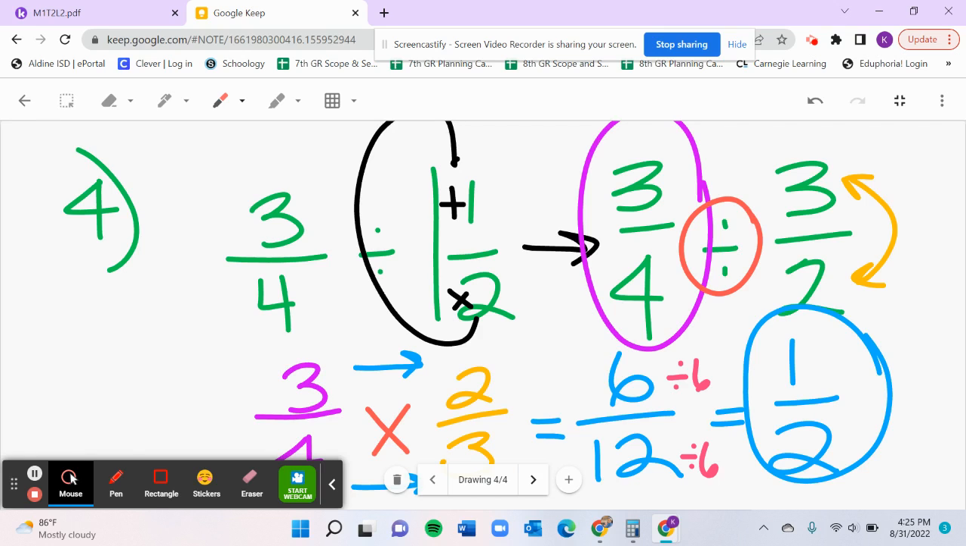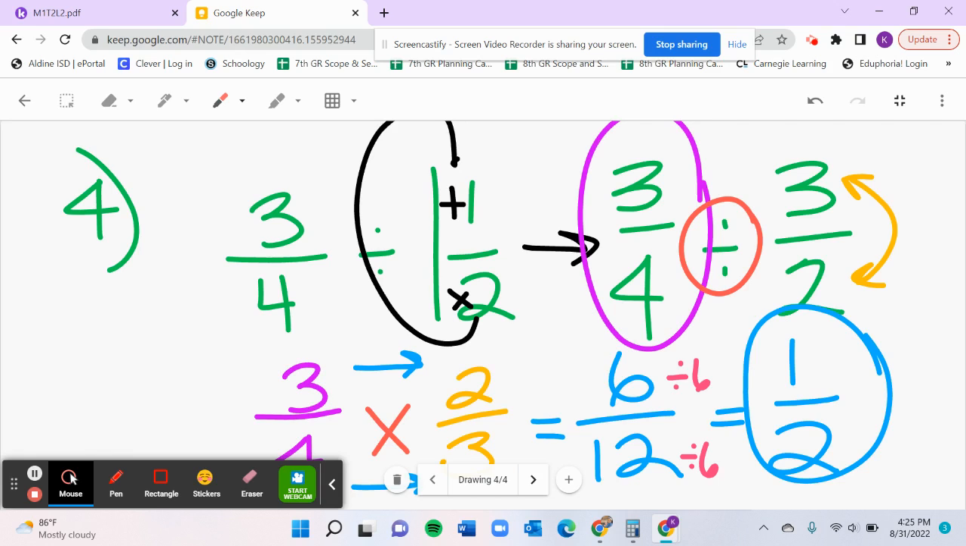and I kind of drew an arrow from the bottom all the way around that 1 to kind of show you, and then add the numerator. So 2 times 1 gives you 2, plus 1 more gives you 3. So that fraction now becomes 3/2. So then you've got 3/4 divided by 3/2.